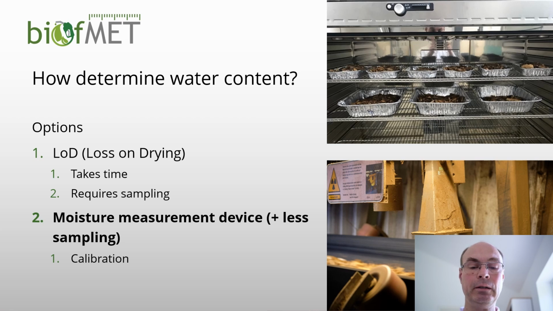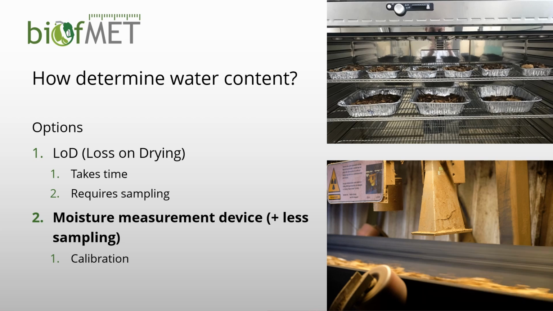There are two main techniques. One is the traditional loss on drying, where the water mass loss is measured in an oven. The problem with this technique is that it takes time and you don't get the result immediately. You have to put effort into the measurements, and you also have to do sampling, and usually the amount of sampling and the limited amount of measurement result in a large uncertainty.